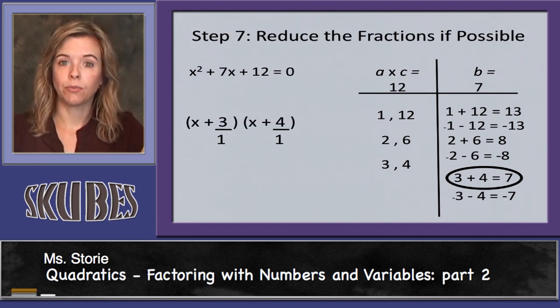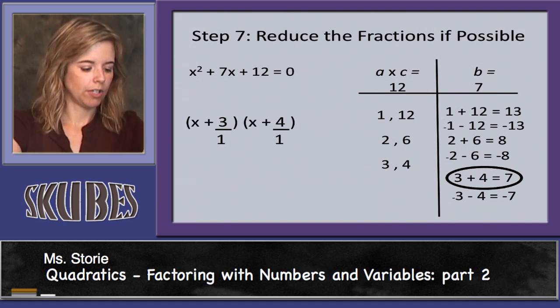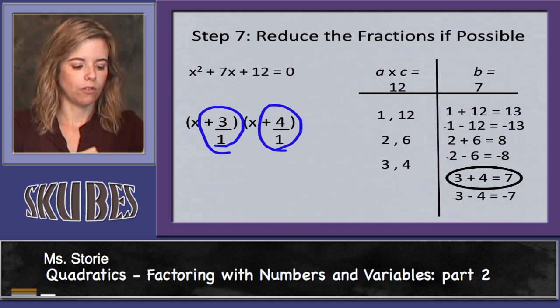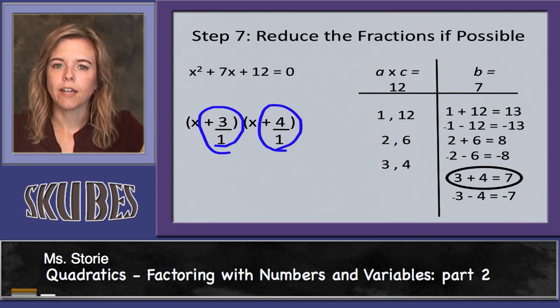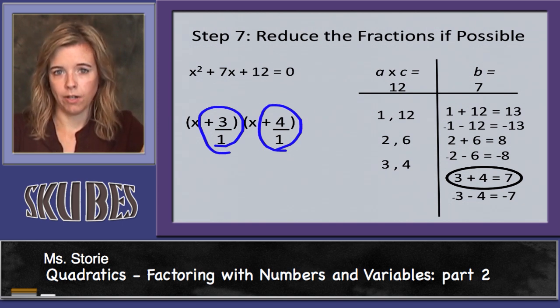In step 7, you're going to reduce the fractions if possible. So you're going to look at 3 over 1 and 4 over 1. Turns out those are reduced as fully as they can be because 3 divided by 1 is still 3, and 4 divided by 1 is still 4.